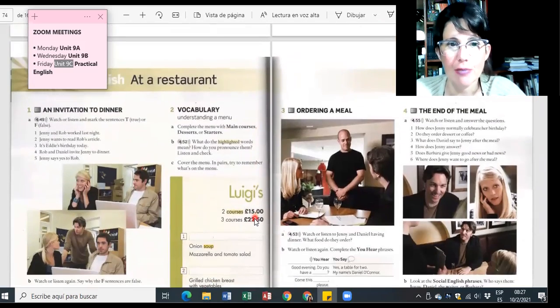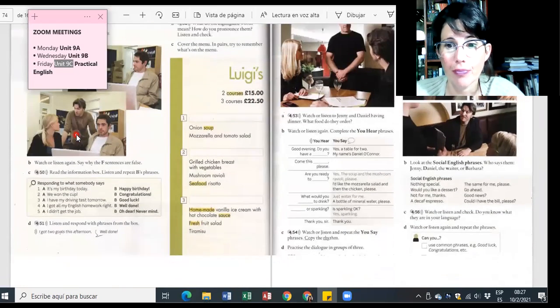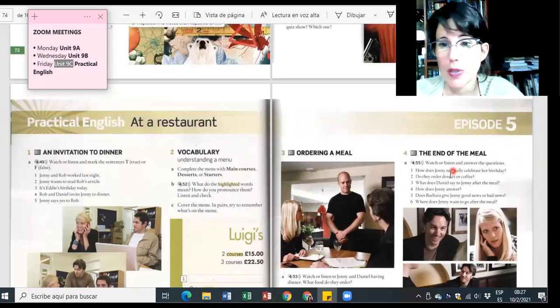Practical English. From here, it's very important to practice. True or false? And another one, and this one, that you have to answer some questions. Why is this so important?